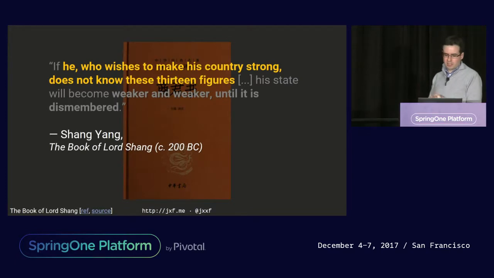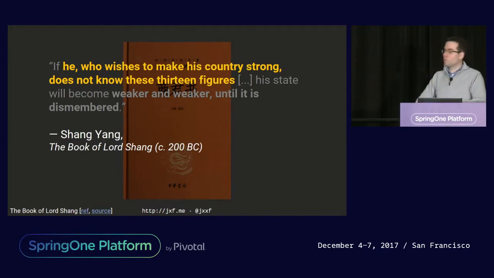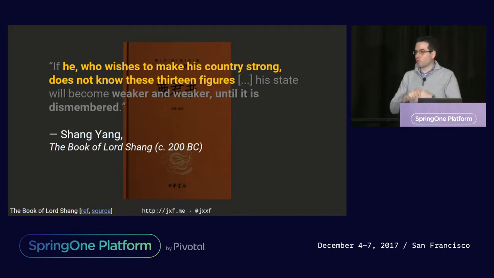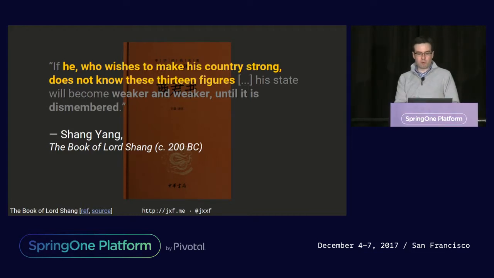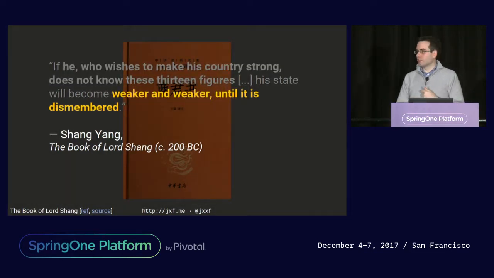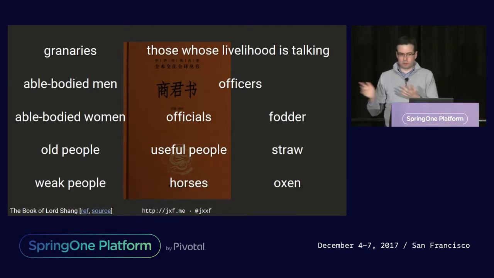And specifically what he says in this book, this is, of course, a transliteration from the original Mandarin, but he says, if he who wishes to make his country strong does not know these 13 figures, these 13 magic variables, your state will become weaker and weaker until it is dismembered. And these were the 13 magic variables that he said were super important for everyone to know.